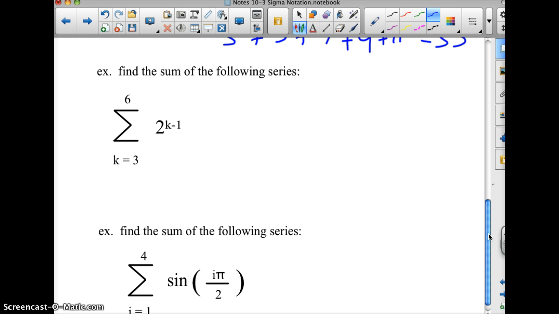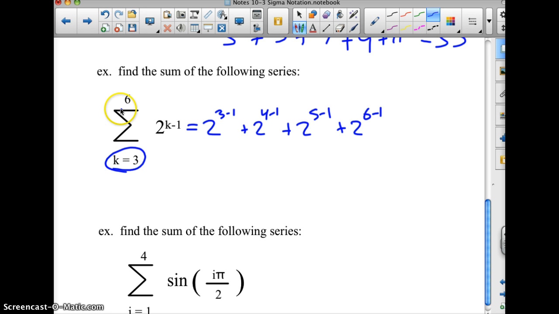Okay? Find the sum of the following series. This time I have 2 to the k minus 1, and I'm doing from 3 to 6. So it is going to be 2 to the 3 minus 1 plus 2 to the 4 minus 1 plus 2 to the 5 minus 1 plus 2 to the 6 minus 1. So where do I start the series? I start the series down here, right? I plug in 3, then I increase by 1 until I get to 6. I take k and substitute the values 3 through 6 in there.